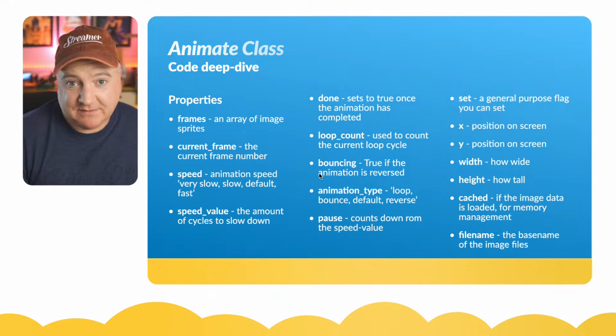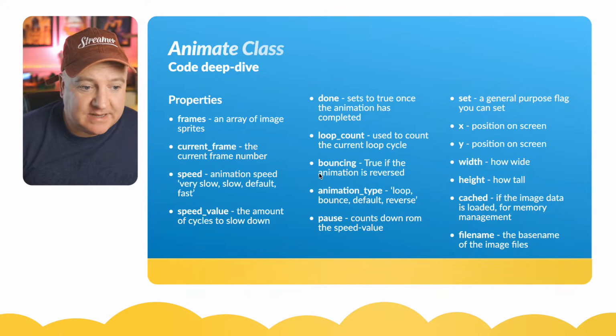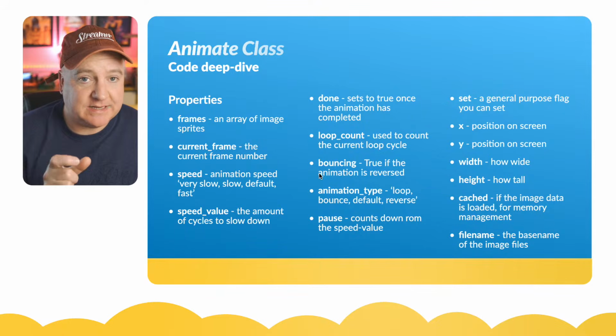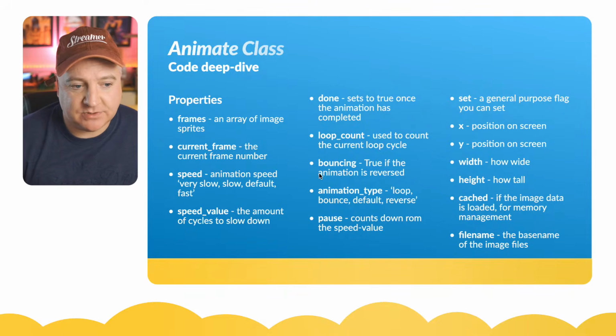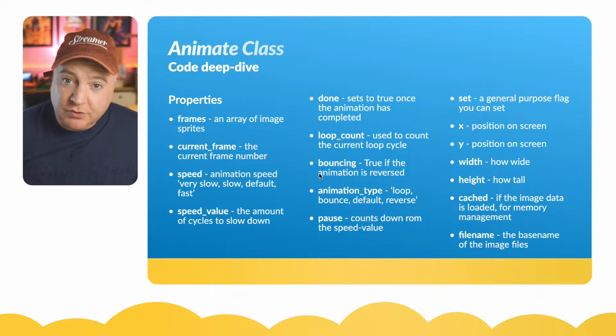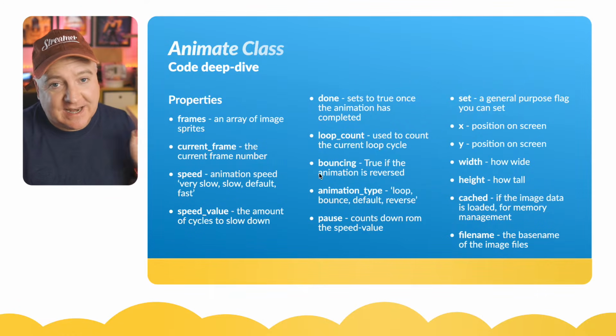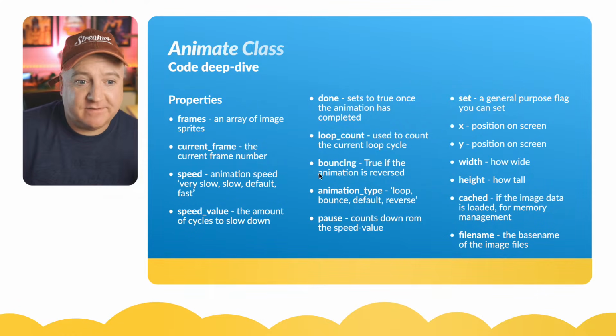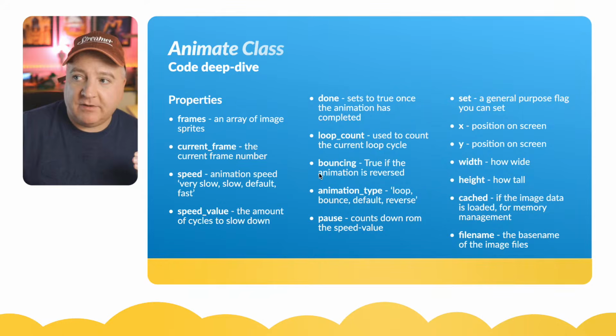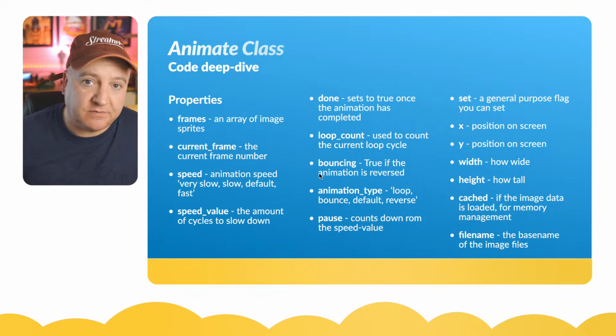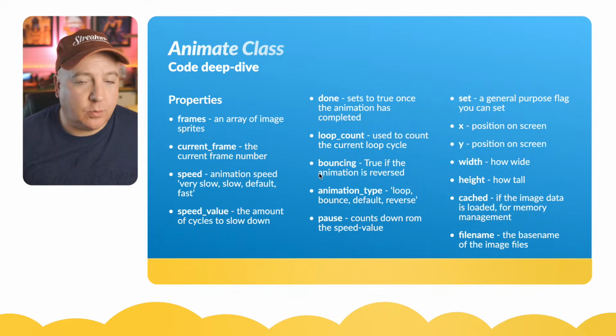The speed value just simply sets the actual value of the speed there, whereas speed is a string of like very slow, default, and so on. Done will say that the animation is completed, animating all the frames. So we've got 5 frames. After the 5th one, done will be set, and then nothing else will happen. The loop count is if we're making this loop through a certain number of times, how many times, what have we got left in there?